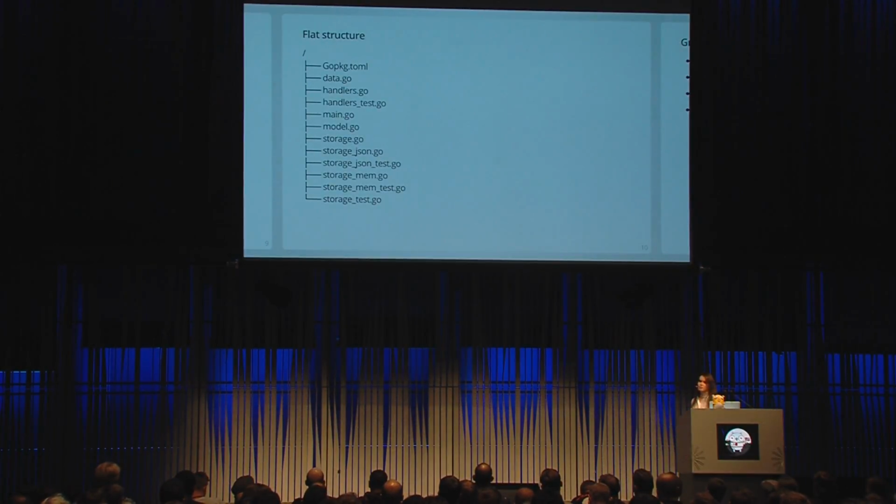So you're like, well, maybe it's a server, because it's got handlers, and models is probably just some struct definitions. And then storage gives you an idea that this thing probably stores things in memory or in JSON files. But to actually find out what this service is doing, what this app is doing, you have to go into the code and have a look.